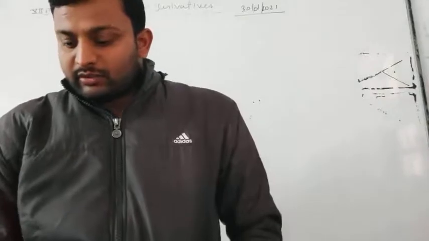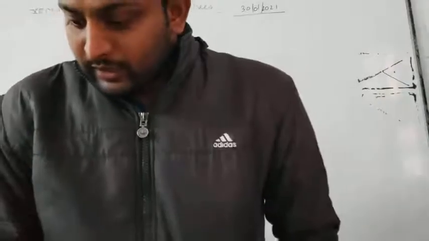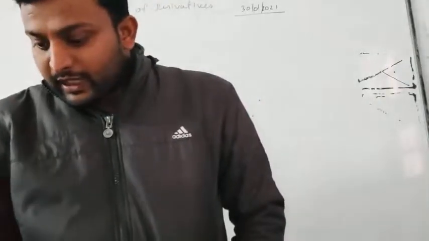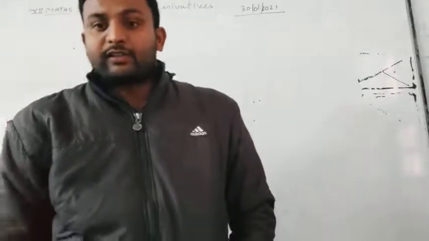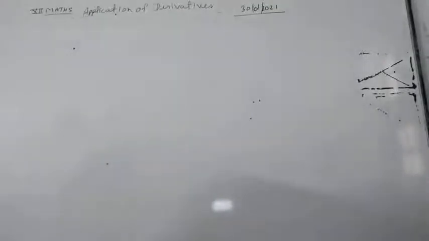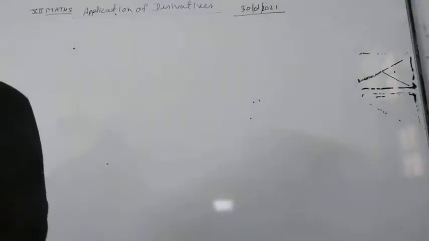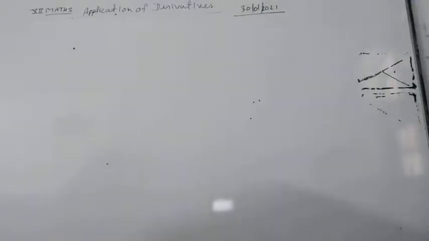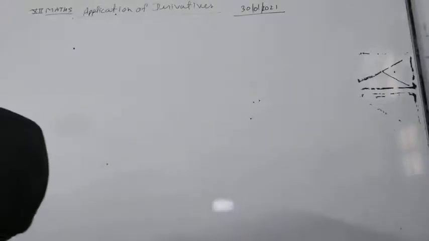So the first question is, students: find the volume of the largest cylinder that can be inscribed in a sphere of radius r. Okay, students. So we are given a sphere, and inside it a cylinder is there, and we have to maximize the volume of the cylinder.